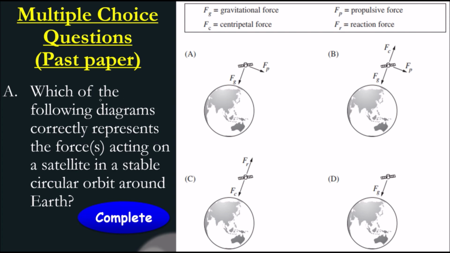Okay, so the question we have here: which of the following diagrams correctly represents the forces acting on a satellite in a stable circular orbit around Earth? Fg means gravitational force, Fp is propulsional force, Fc is centripetal force, and Fr is reaction force. Well, the first thing is centripetal force cannot be there. The reason why centripetal force should not be represented in this response is because it's not a real force.